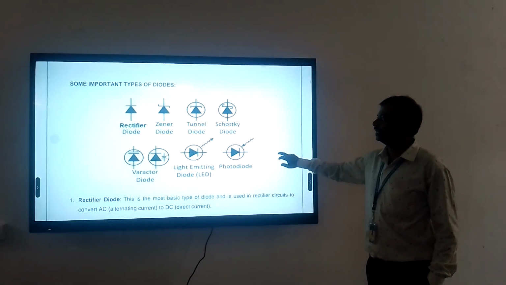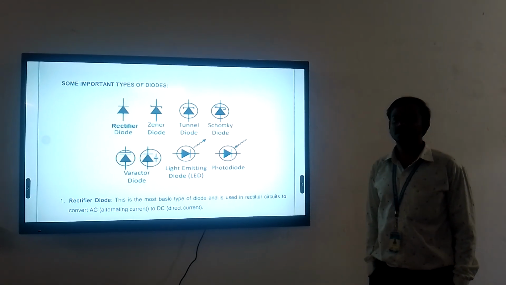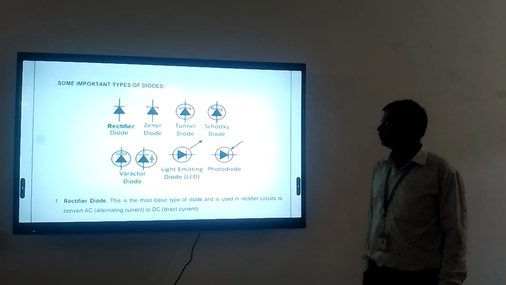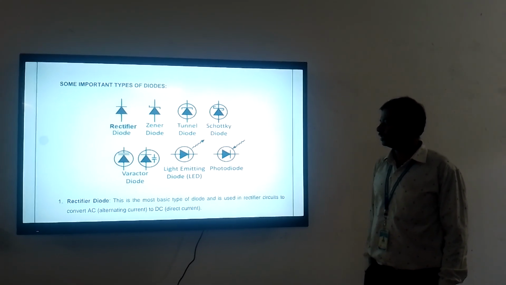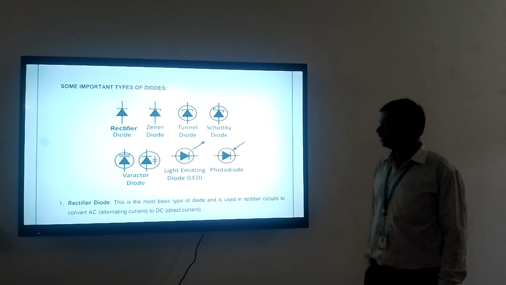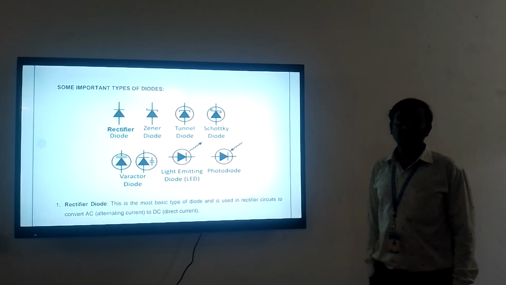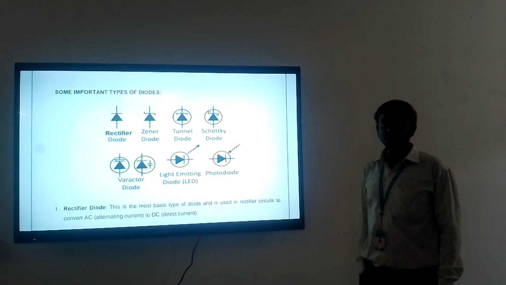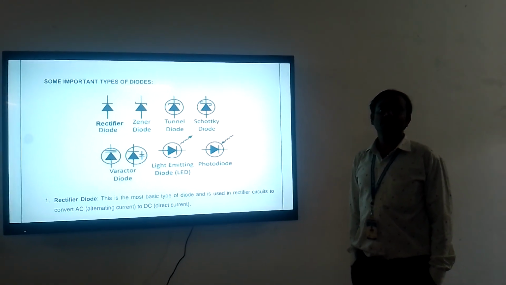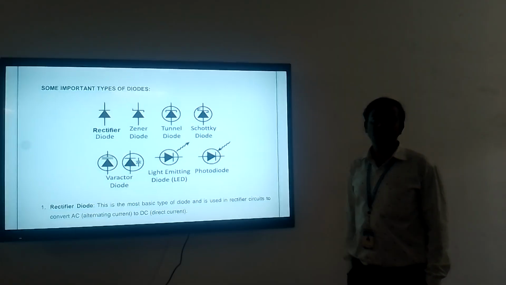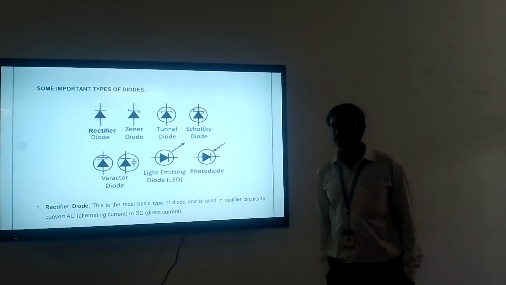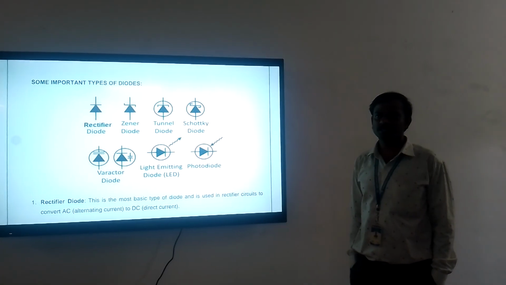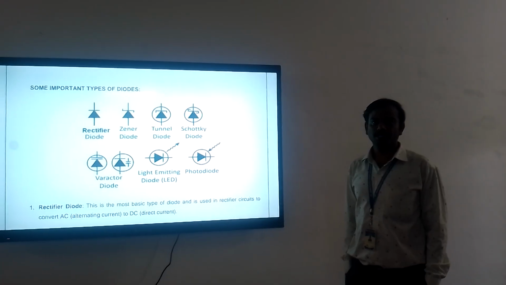Some important types of diodes are also used here. First is the rectifier diode, second Zener diode, third tunnel diode, fourth Schottky diode, fifth varactor diode, sixth light emitting diode, and seventh photodiode. Here we broadly discuss these diodes. The rectifier diode does the conversion of AC to DC power supply. The second is the Zener diode, used to protect electronic devices from higher or lower voltage.